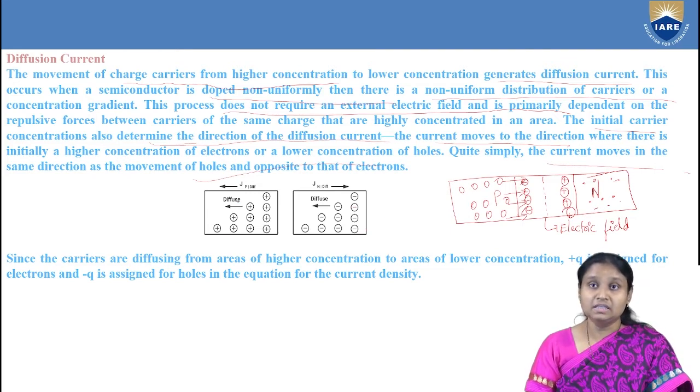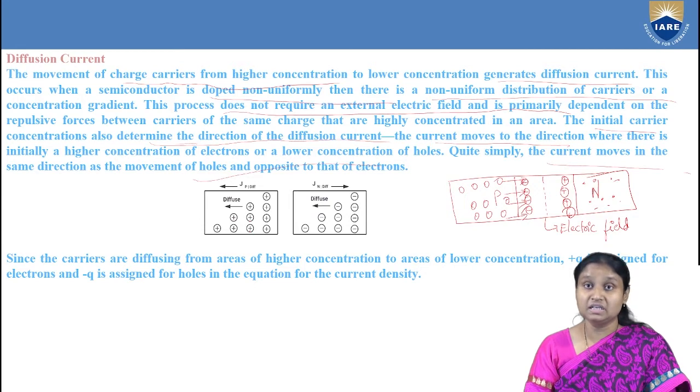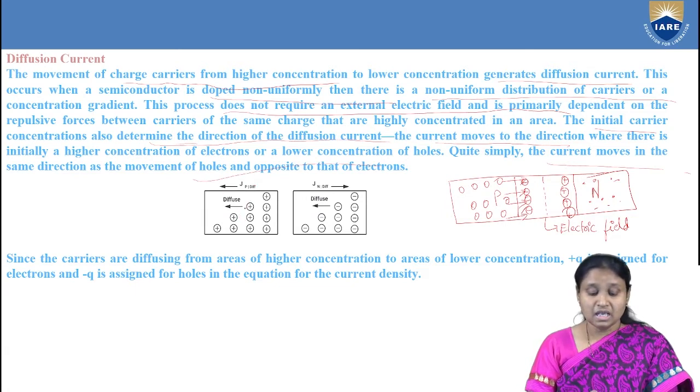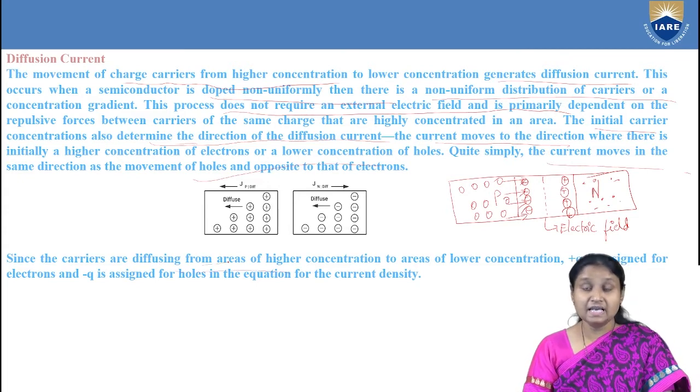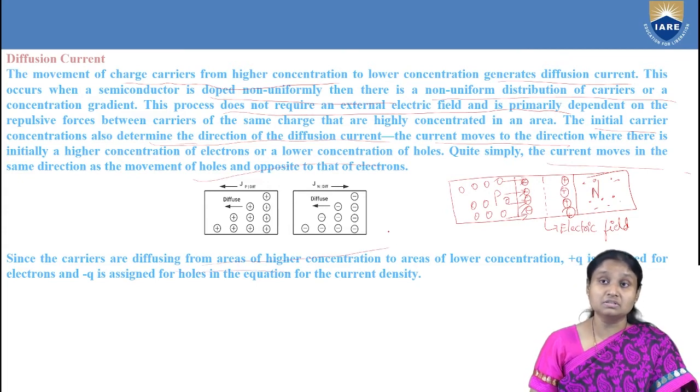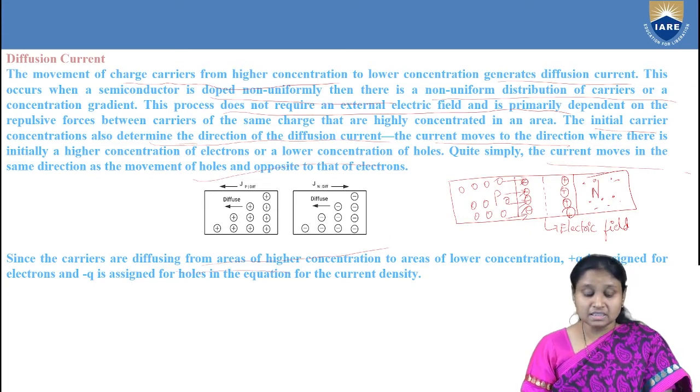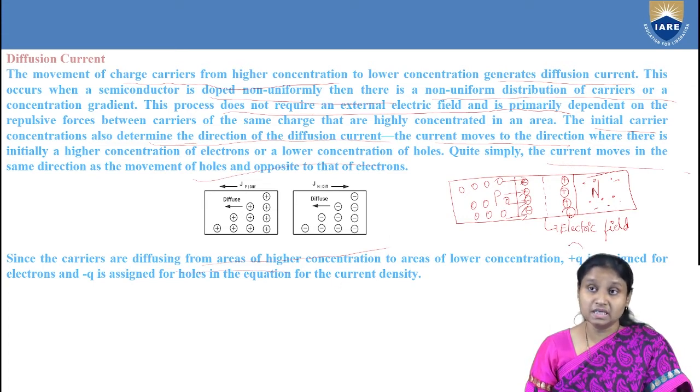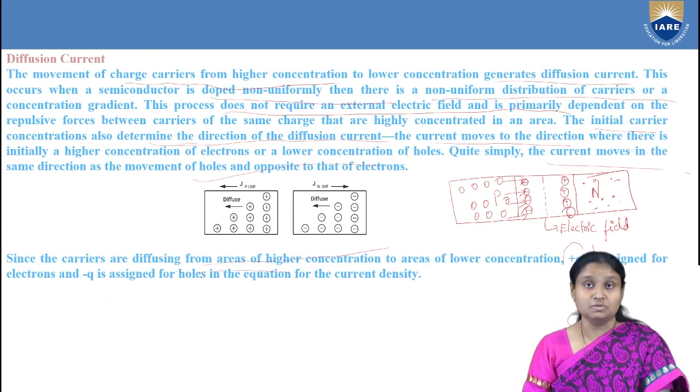As you can make out, this is near the depletion layer. Here we have these positive ions and these negative ions, and we have our current. Current due to diffusion of electrons will be opposite to the movement of the electrons, whereas for diffusion of holes, the current produced because of holes will be in the same direction as the movement of the holes. And because these charge carriers are diffusing from areas of higher concentration to areas of lower concentration, when we talk about the sign, we'll use the plus q sign for electrons, whereas the minus q sign is used for holes.